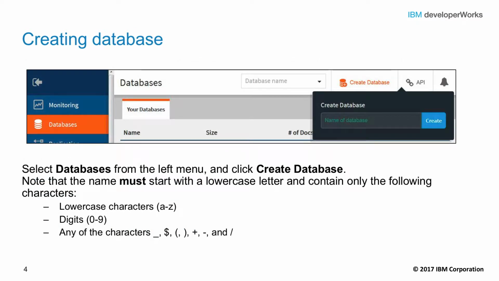To create a database, you select Databases from the left menu and then click on the Create Database button. Note that when you're specifying a name for a Cloudant database, it must start with a lowercase letter and contain only lowercase characters, digits, and any of the special characters shown.